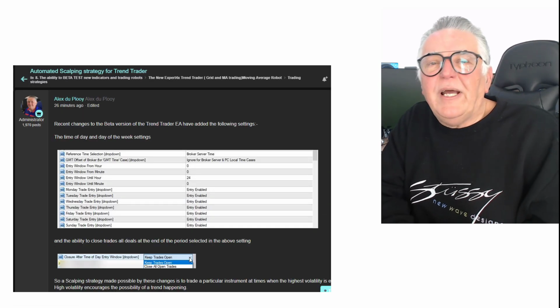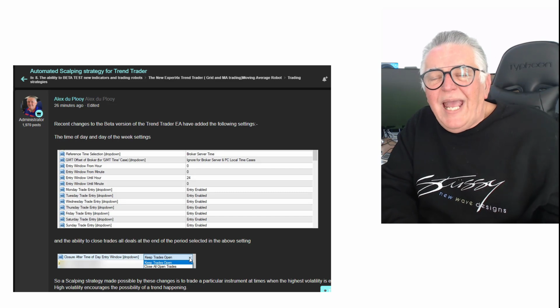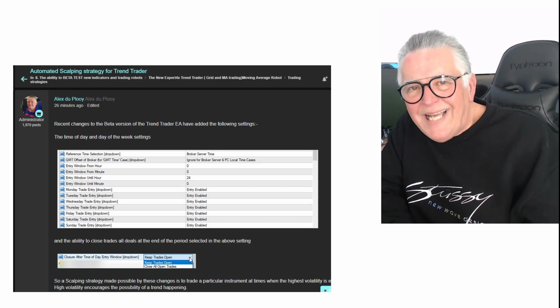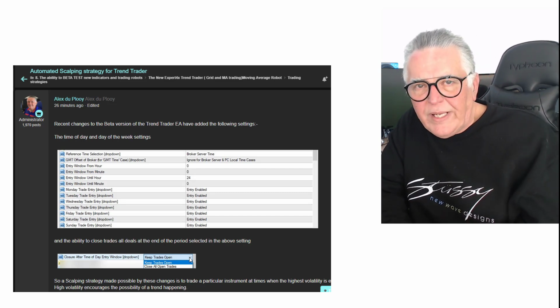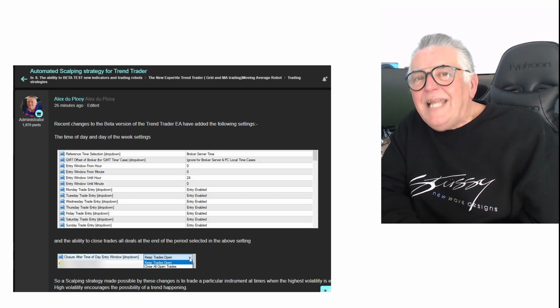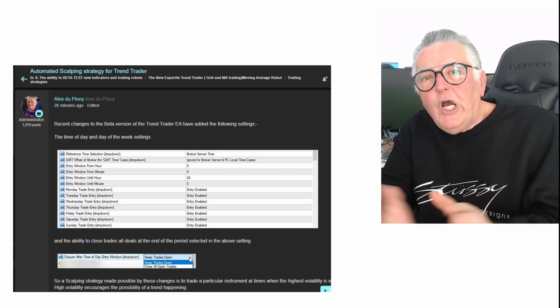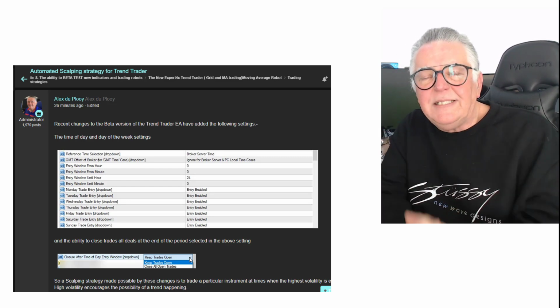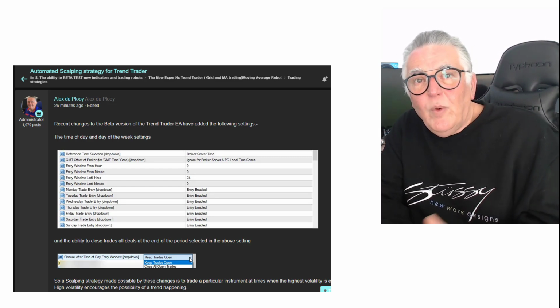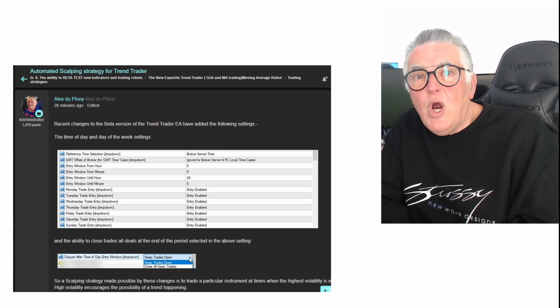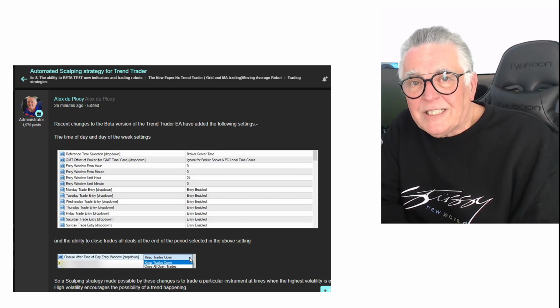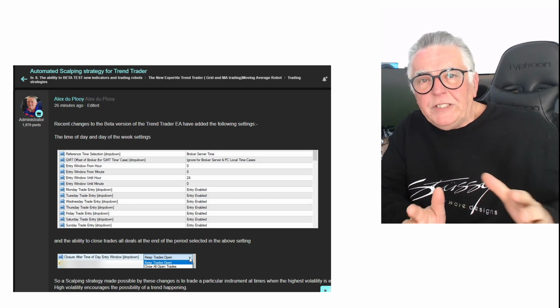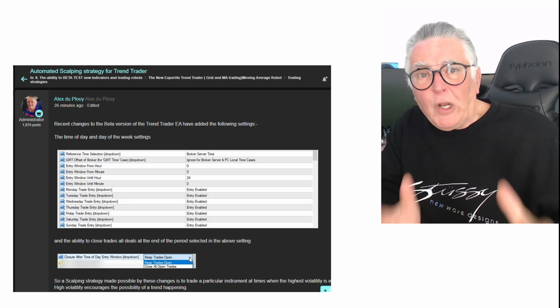And essentially what we've done in this new version is we've added the time of day and the day of the week settings, and we've also allowed you to close all deals at the end of the period that you've nominated in those settings. So what that does is it allows for really good scalping when the market trends in the most volatile times of the day.